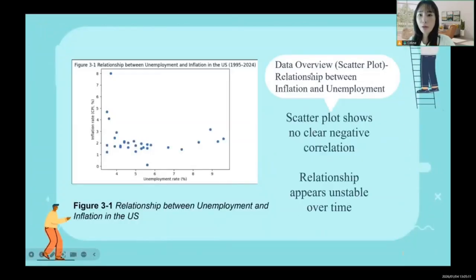Then the data overview, scatter plot. The scatter plot shows no clear negative correlation. The relationship appears unstable over time.